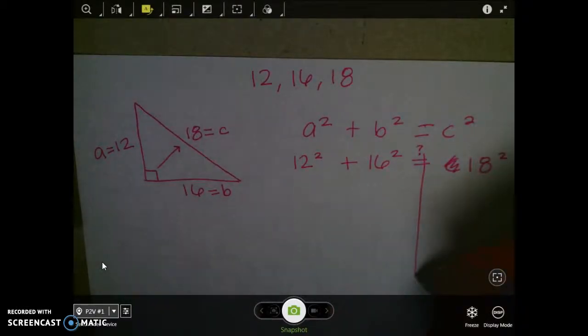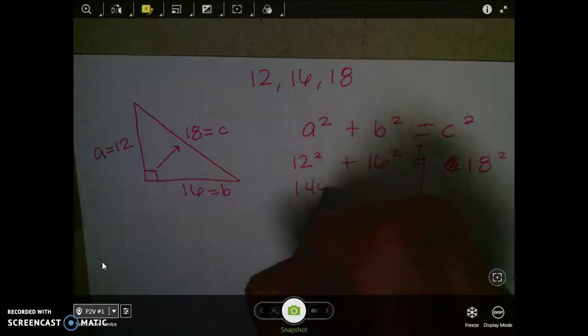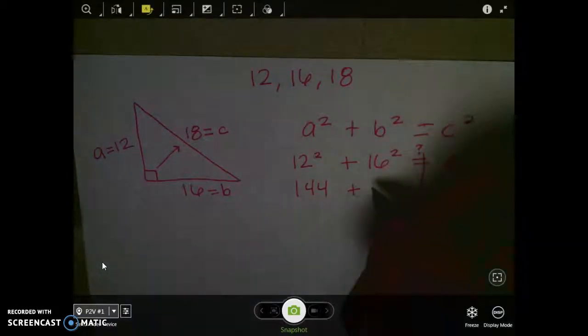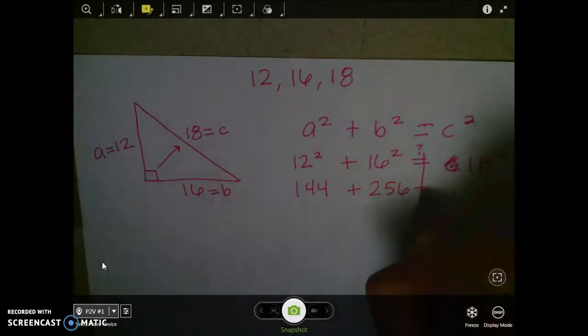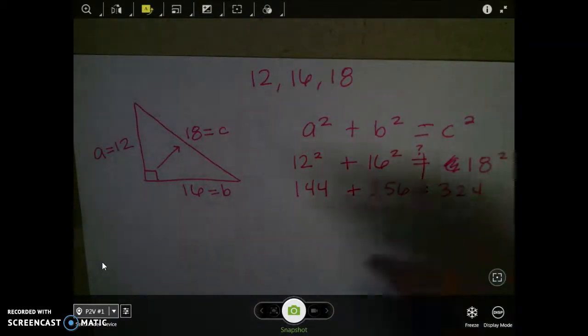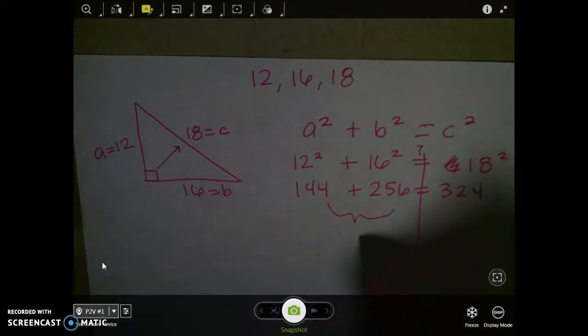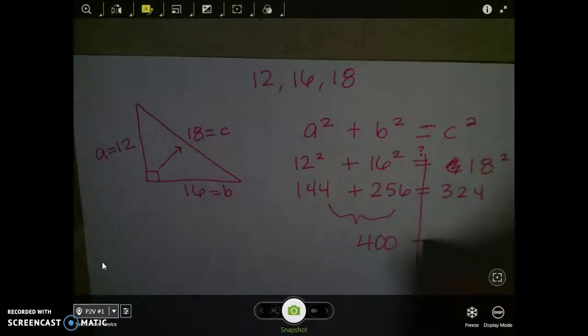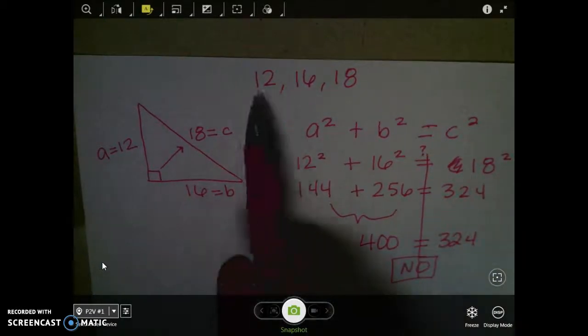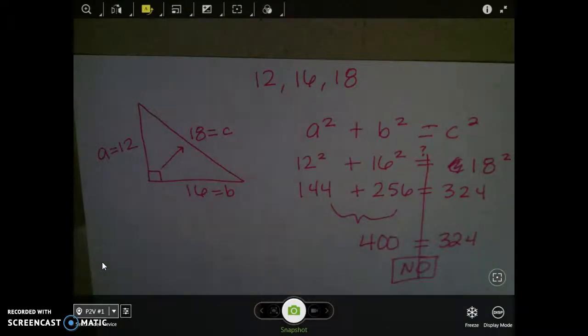So we're going to do train tracks. So 12 squared is 144. 16 squared is 256. And again, we want to know, does that equal 18 squared, which is 324? Okay, if we add these two together, 144 plus 256, we get 400. Is 400 equal to 324? No. So that means these three numbers cannot be the sides of a right triangle.